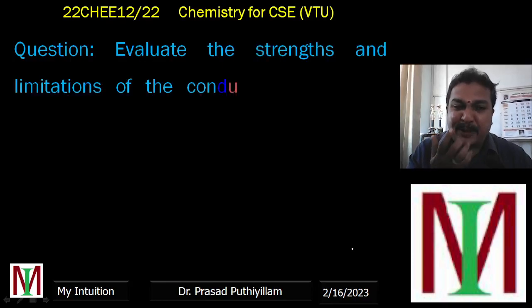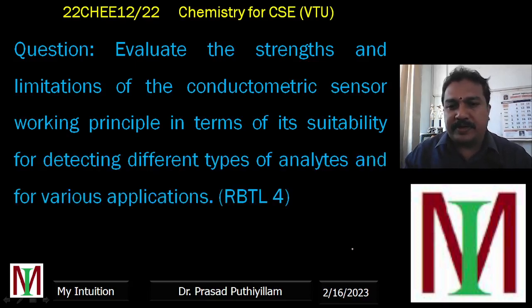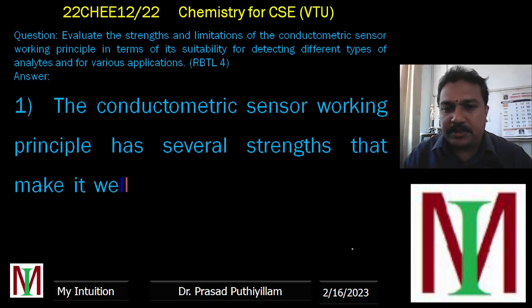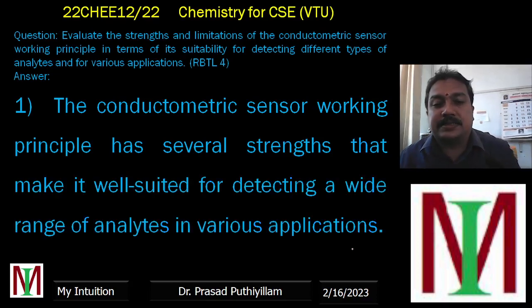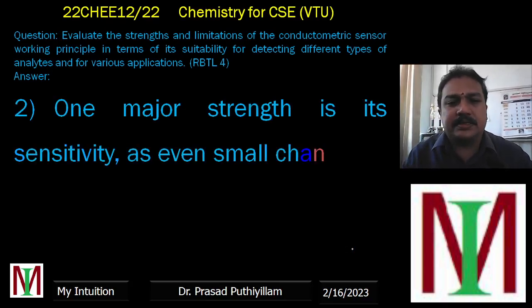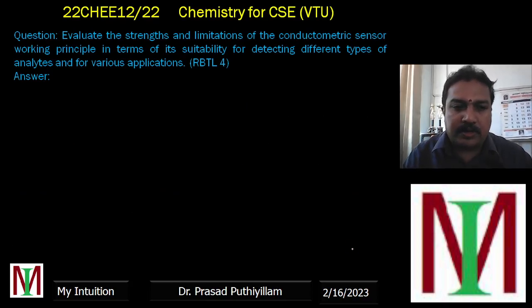Question based on that topic: evaluate the strengths and limitations of a conductometric sensor working principle in terms of its suitability for detecting different types of analytes and various applications. So it's a fourth level question, revised Bloom taxonomy level 4. The answer is given here. The conductometric sensor working principle has several strengths that make it well suited for detecting a wide range of analytes in various applications. For example, one major strength is its sensitivity, as even small changes in conductivity can be detected and quantified.